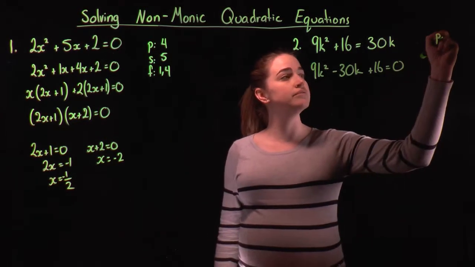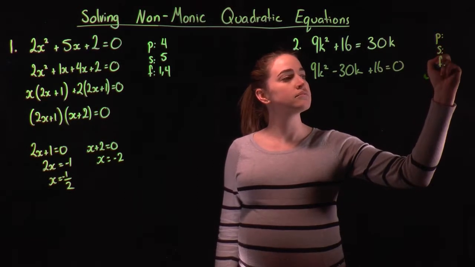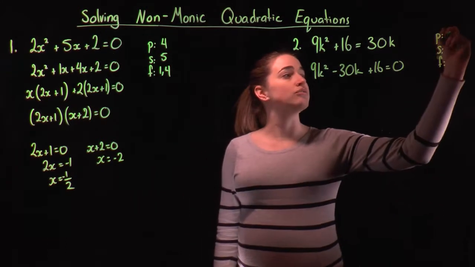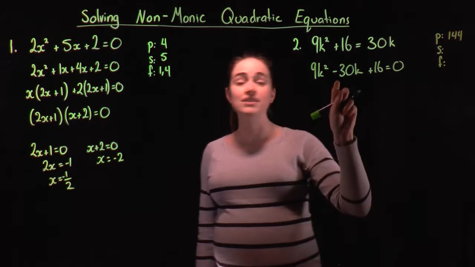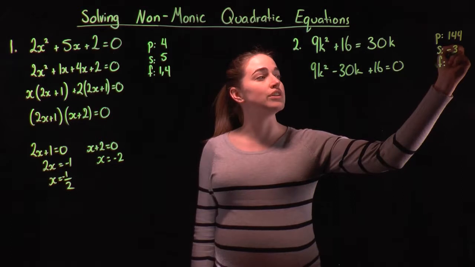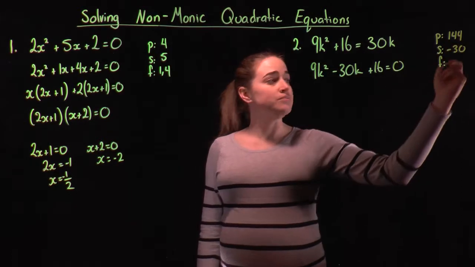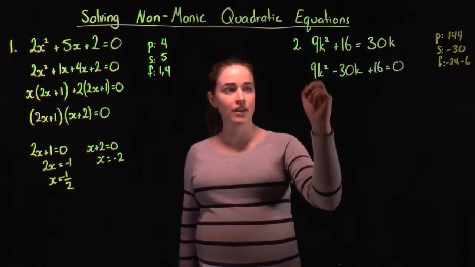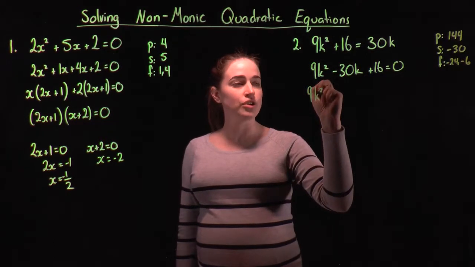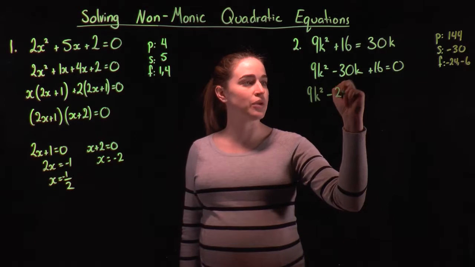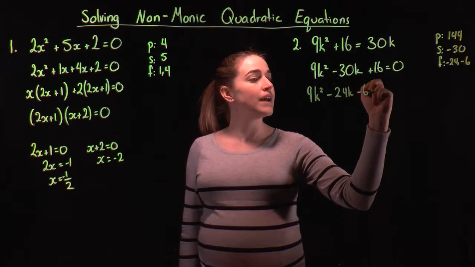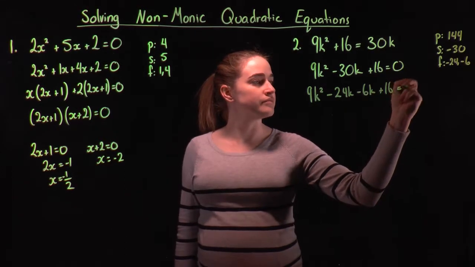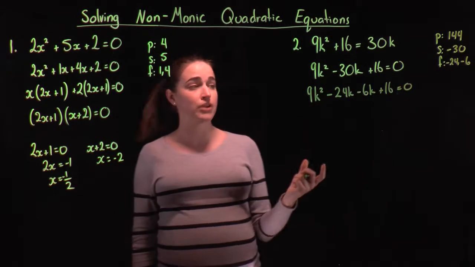So PSF. Now a product would be 9 times 16, which is 144. And our sum is going to be our minus 30. So our factors for this one would be minus 24 and minus 6. So that means we're going to split that middle term into a minus 24k, minus 6k, and we've still got our plus 16 on the end. And now we can factorise by grouping.